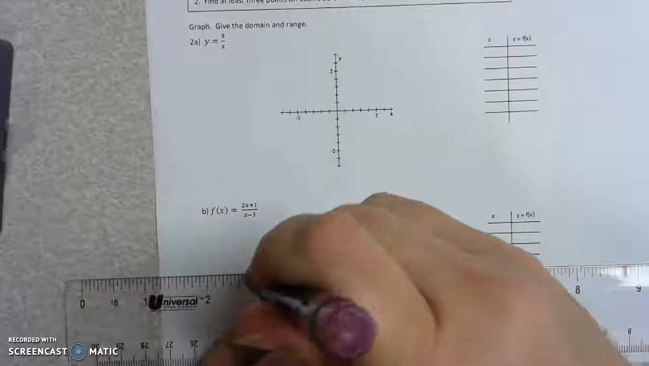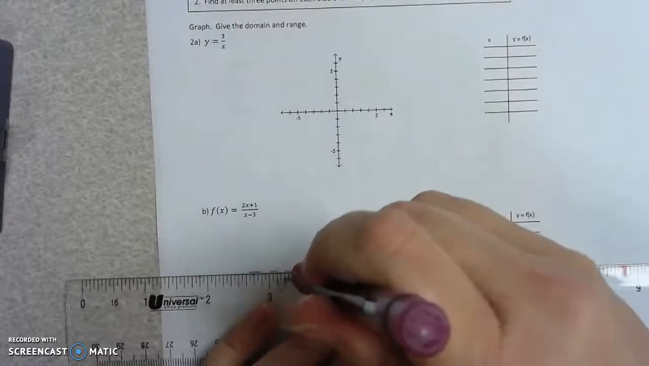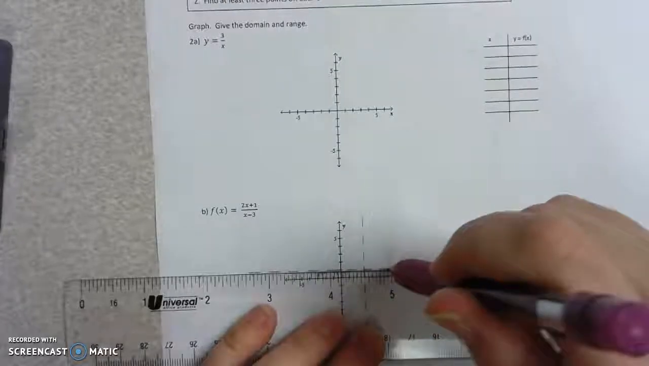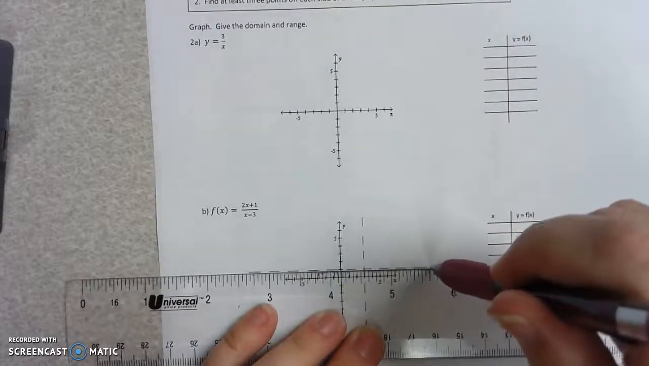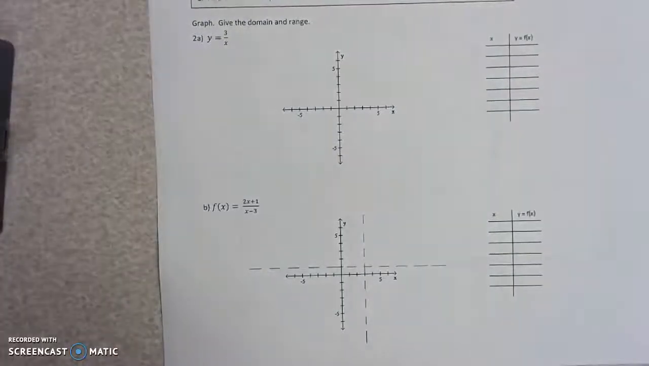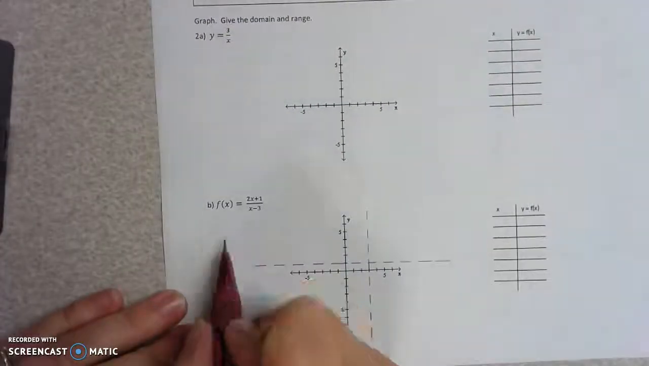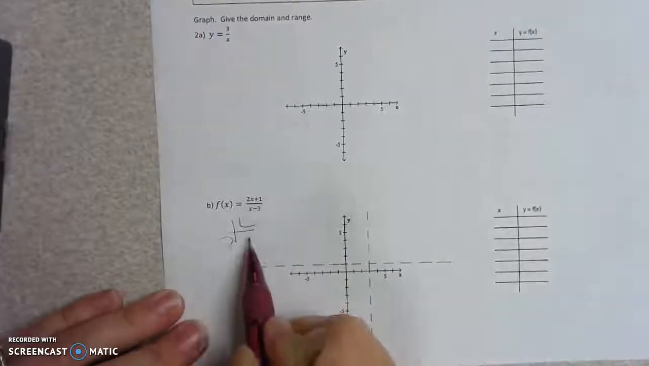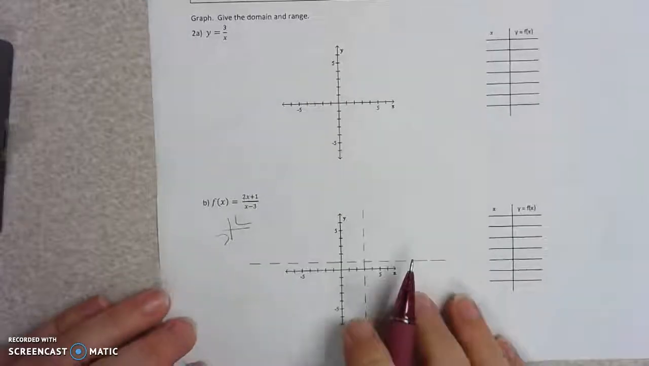Alright, and if you go look at your parent functions in the back of your textbook, or in the information that I gave you earlier in the semester, and look at the parent functions, you'll see 1 over x, what the graph looks like. It kind of looks something like this. There will be 2 parts to the graph.